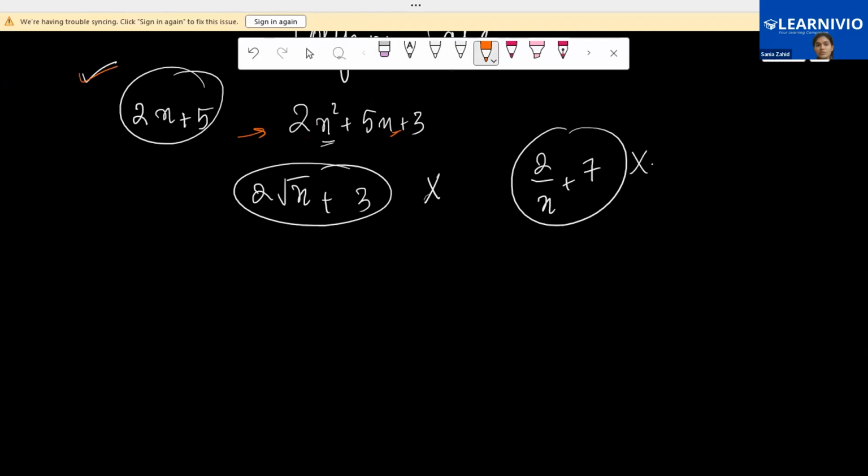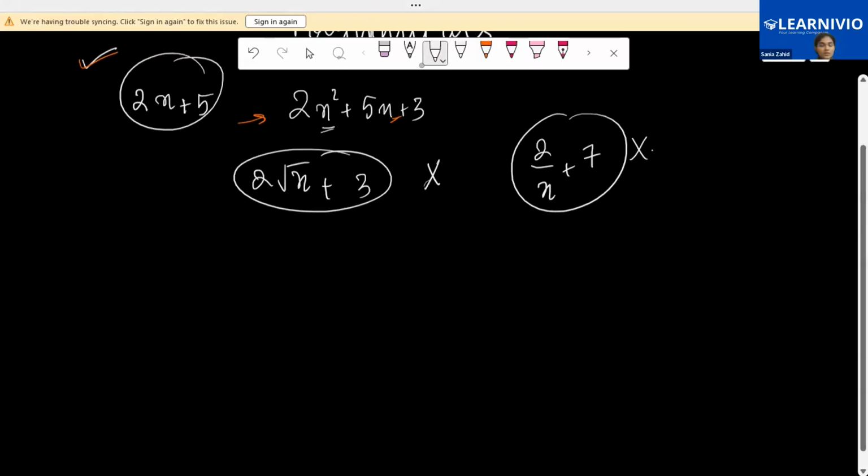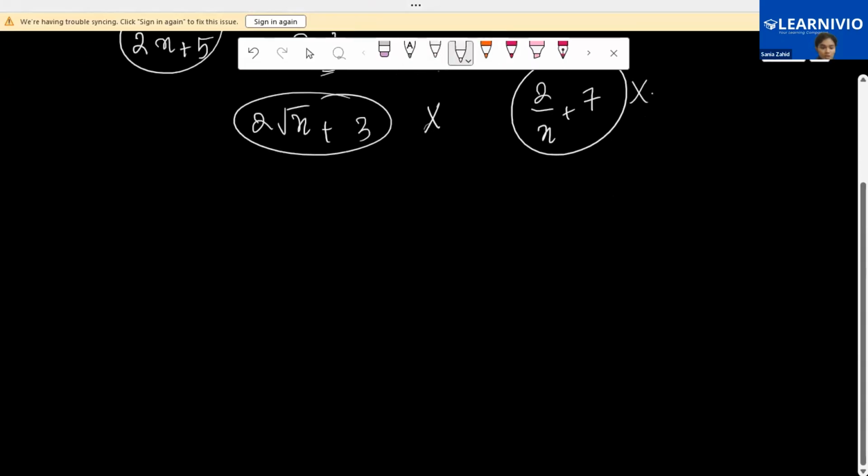What is the degree of this polynomial? 1. So what are the polynomials with degree 1 known as? Linear. And what are the polynomials with degree 2 known as? Quadratic. And those with degree 3? Cubic. Exactly, cubic. Right, so these were the things that we discussed in the last class. Now, today we'll be moving to zeros of a polynomial.